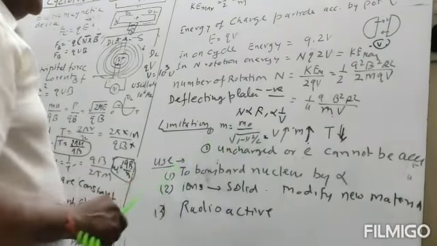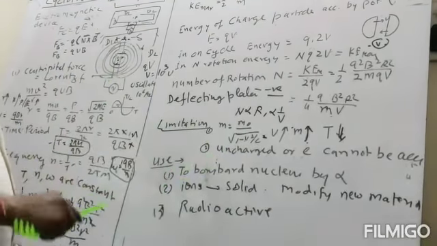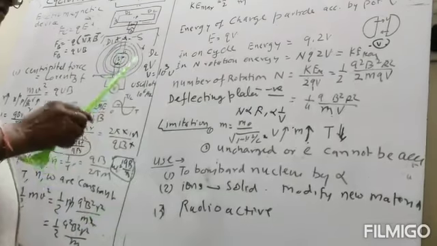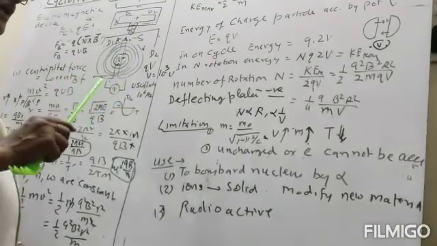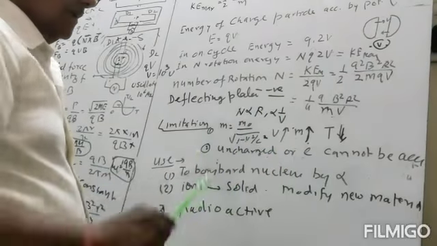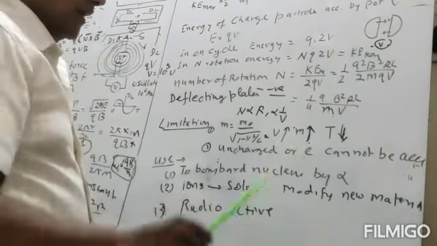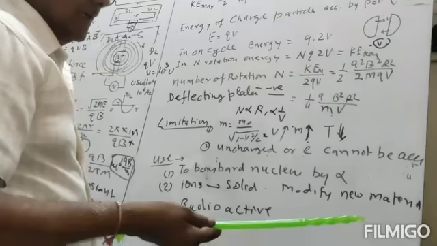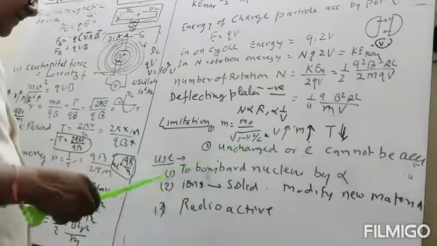And the second defect is that we can accelerate charged particles, but it cannot accelerate uncharged particles. Suppose we want a neutron, it cannot be accelerated by this.